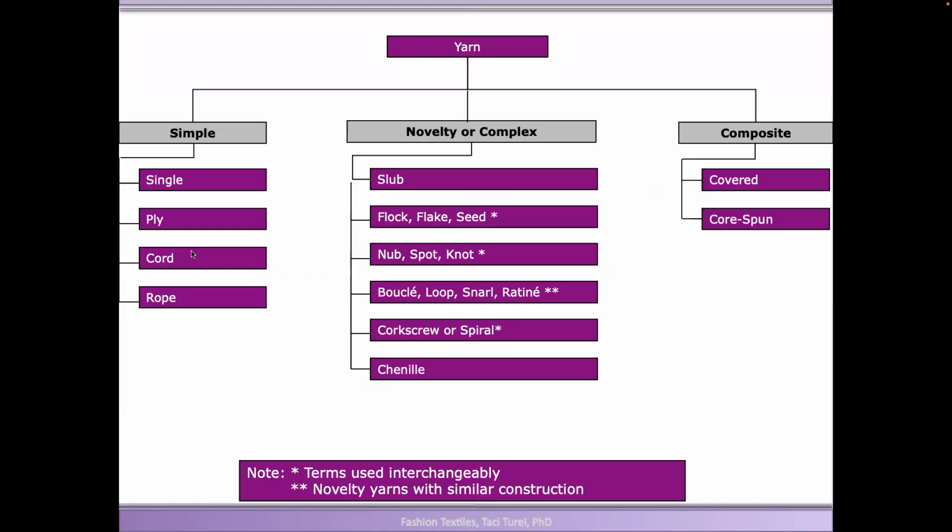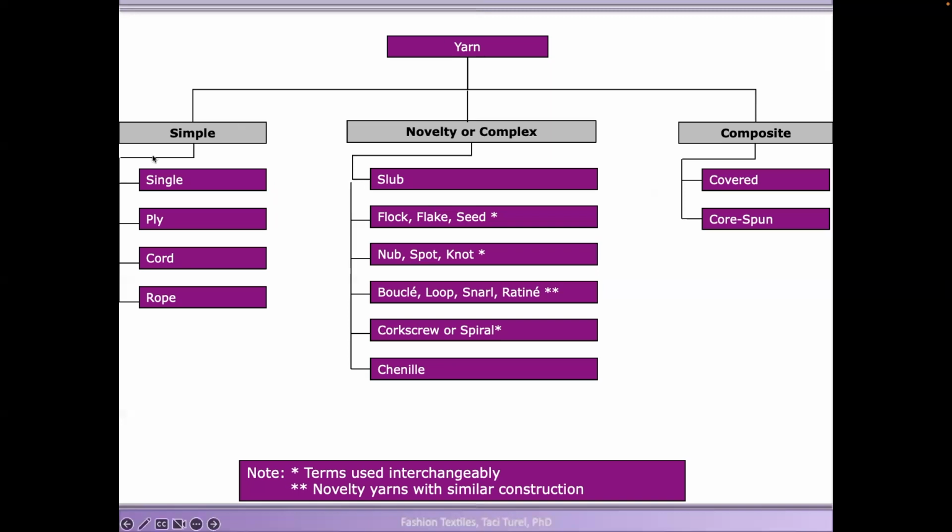We also classify yarns based on the structure of the yarns. So we talk about simple yarns, then we talk about novelty or complex yarns, and we talk about composite yarns. So this classification is based on how the yarns are created, what kind of texture, what kind of structure they have. Composite yarns are yarns that are made by combining a couple of different yarns. So when you're combining one yarn with another that are totally different, for example, you're combining a metallic yarn with spandex yarn, that's a composite yarn.